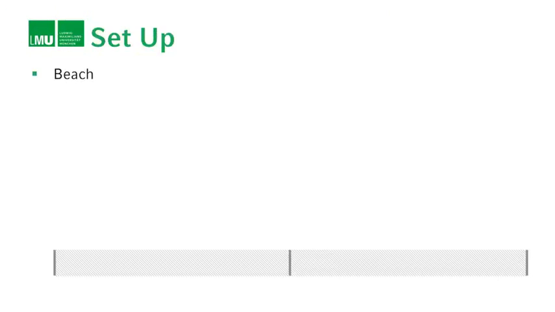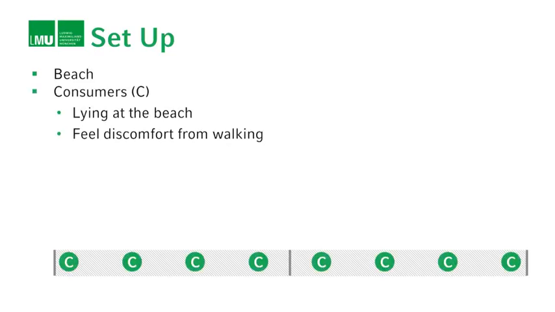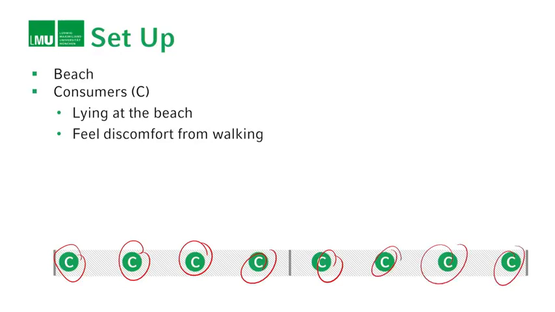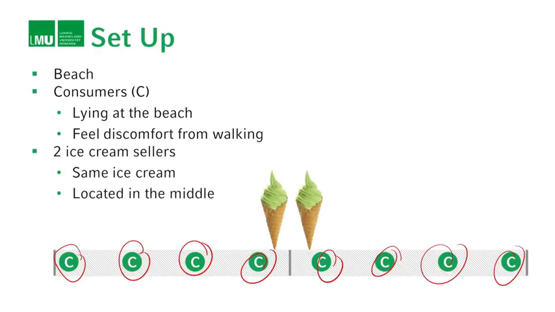So here's the setup of the Hotelling-Bertrand model. Let's put ourselves on the beach. On the beach, we have consumers. Each of those green guys is a consumer, and they lie on the beach, spread in equal distances, and they just sit there and enjoy. And they feel discomfort from walking. They don't actually like walking over the hot sand. But at the same time, because it's sunny, they're into ice cream, and they would like to get some.